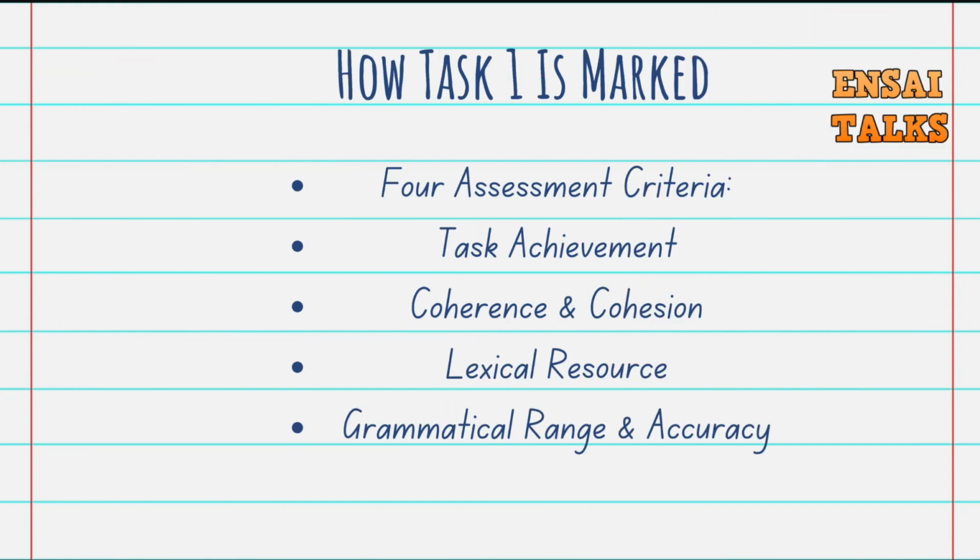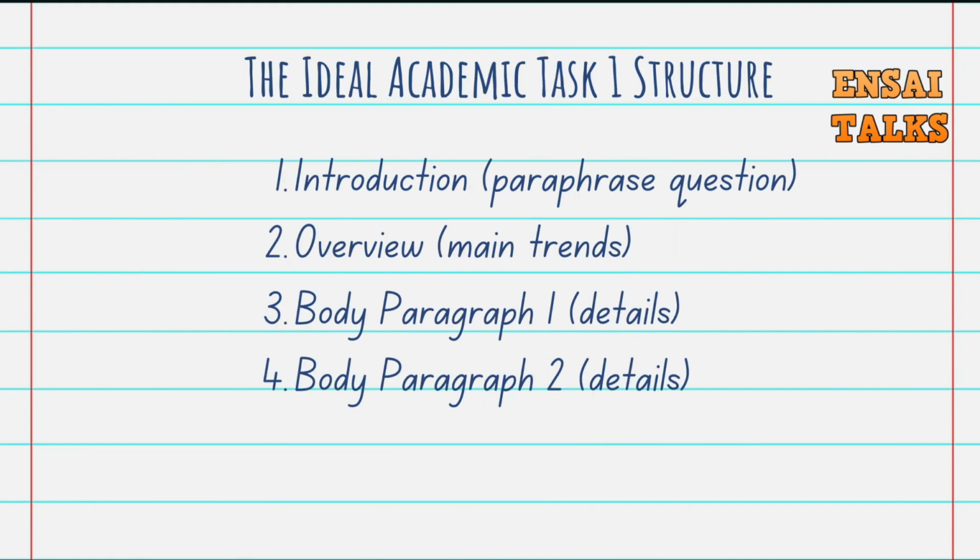To score well, you must meet all 4 criteria. Most candidates lose marks because of a weak overview or because they list data instead of summarizing. This 4-paragraph structure works for almost every academic Task 1 question. The overview is the most important paragraph in your response.